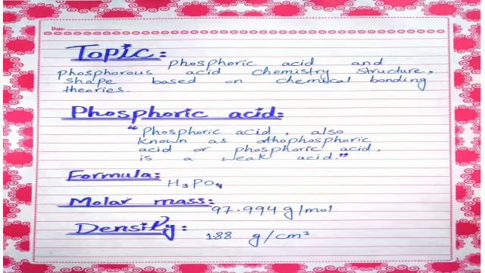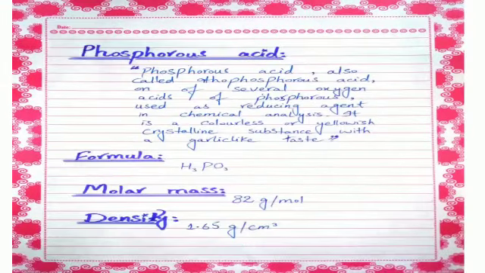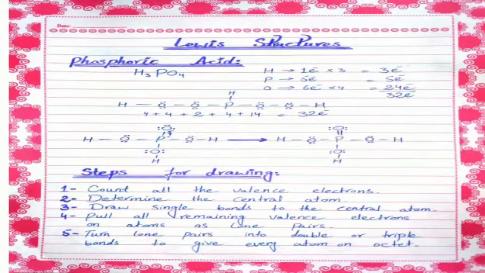Then we will discuss phosphorus acid. Phosphorus acid, also called orthophosphorus acid, is one of several oxygen acids of phosphorus, used as a reducing agent in chemical analysis. It is a colorless or yellowish crystalline substance with a garlic-like taste. Its formula is H3PO3, its molar mass is 82 gram per mole and its density is 1.65 gram per cubic centimeter. Then we will discuss its Lewis structure.